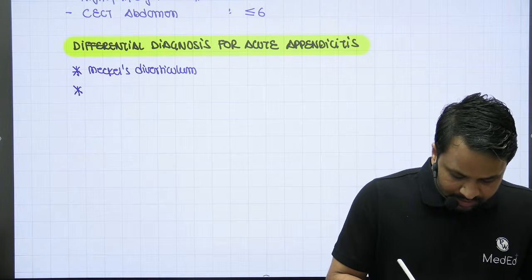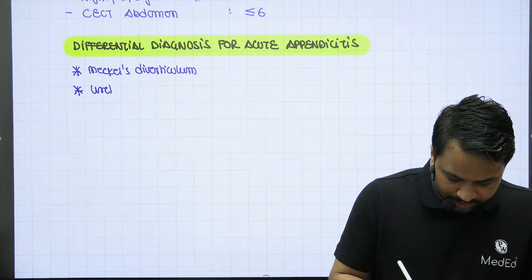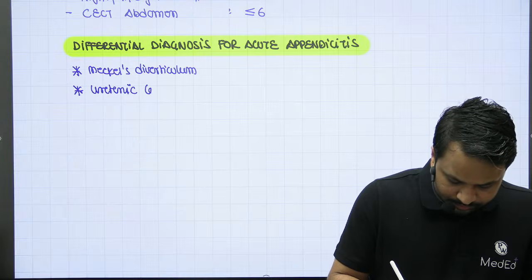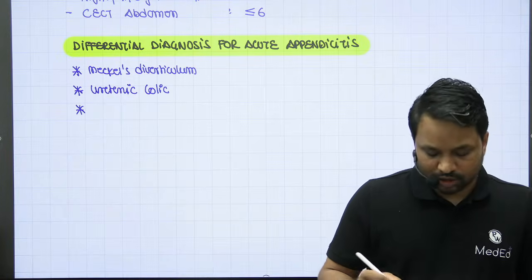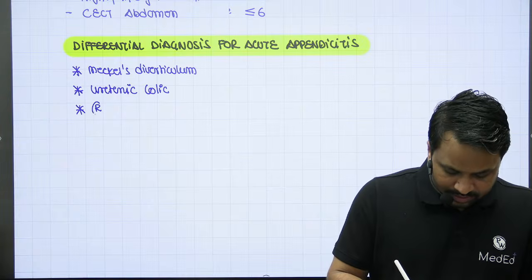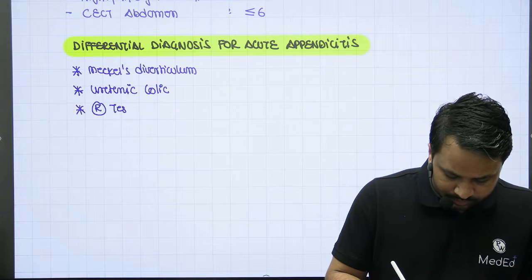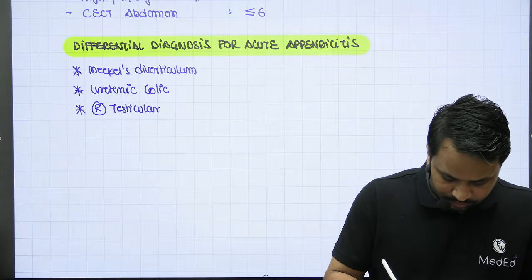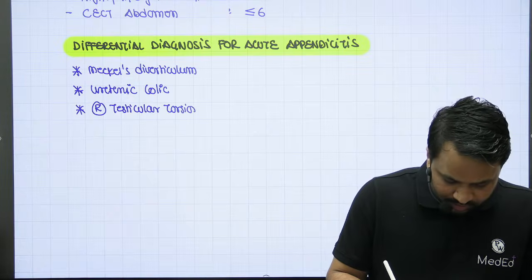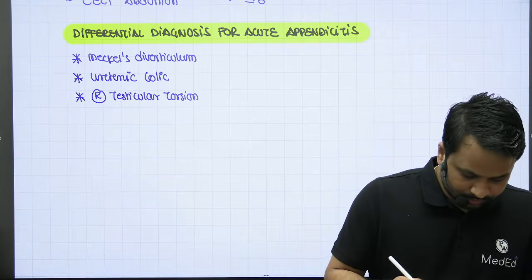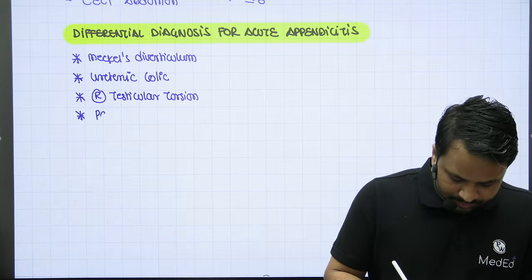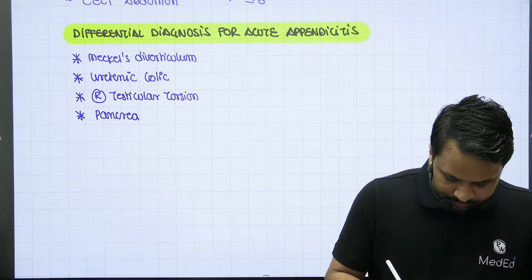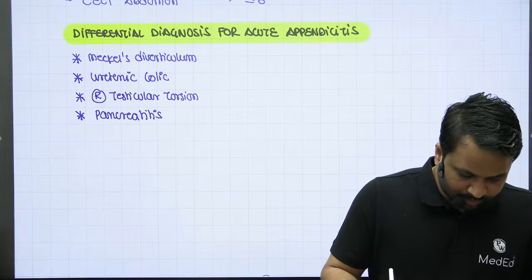It can be secondary to ureteric colic, especially if there's a torsion testis on the right side. So right testicular torsion. It can also be mimicked by pancreatitis, where you have diffuse abdominal pain.